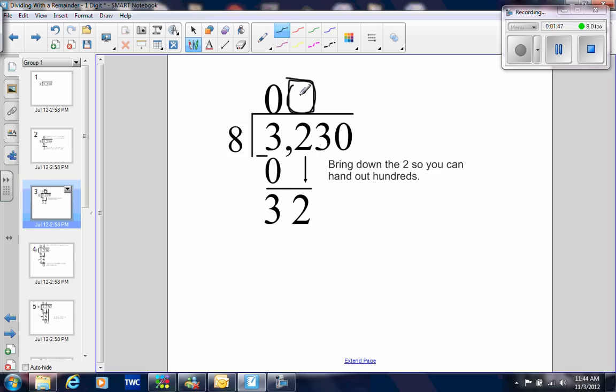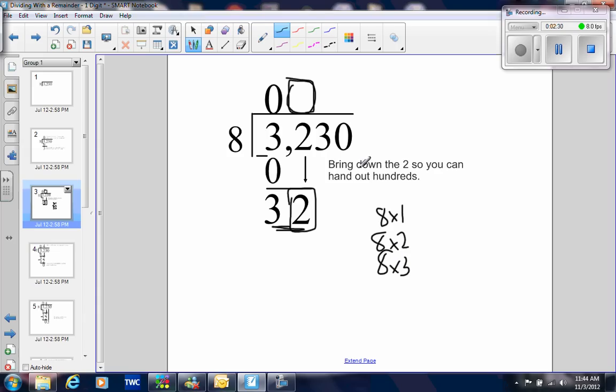This is the hundred spot, so I'm trying to find out how many hundreds I can give to every group. Right now I have these 2 hundreds, but I also have the 3 thousands that I did not hand out. So that's 30 hundreds, plus 2 hundreds, I have 32 hundreds. So I start thinking about multiples of 8. 8 times 1. If I was to put a 1 up there, I would only have 8. I can hand out way more than 8. I'd like to hand out 32. 8 times 2. If I was to put a 2 up there, I would have 16 down here. And I can get much closer to 32. I can hand out more than that.